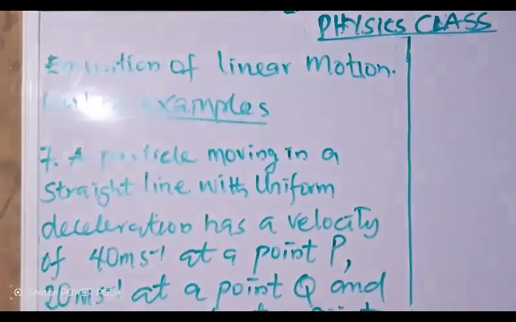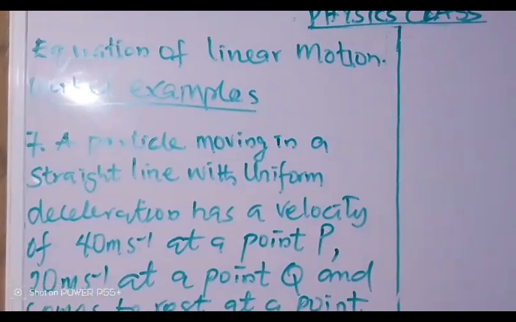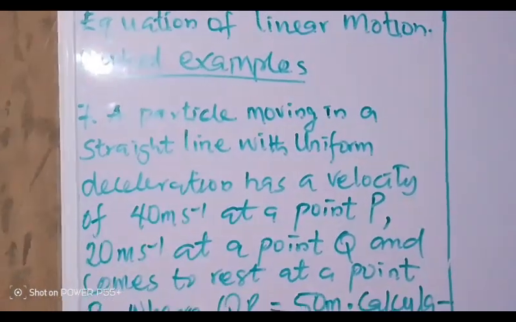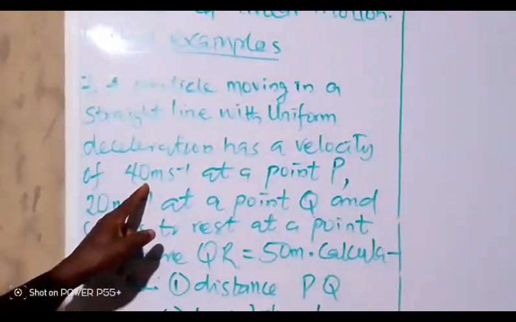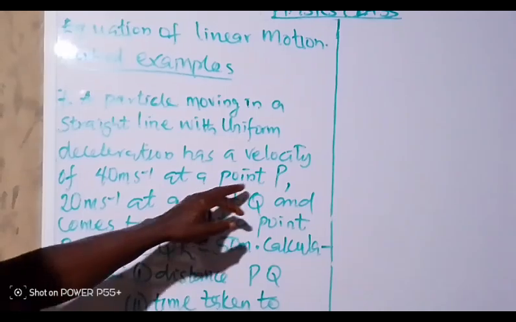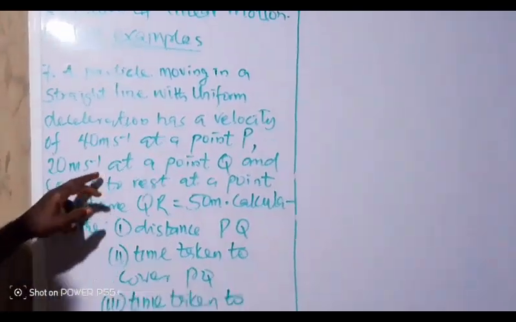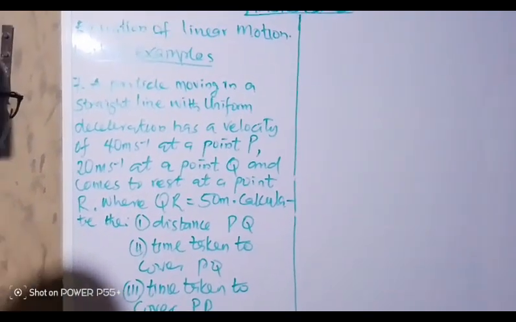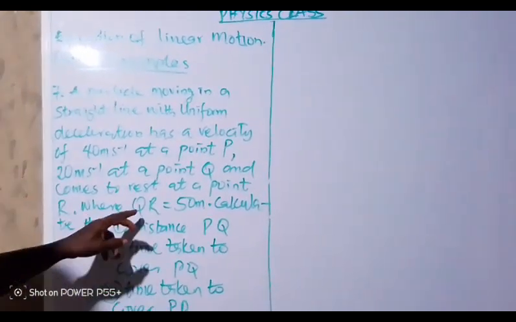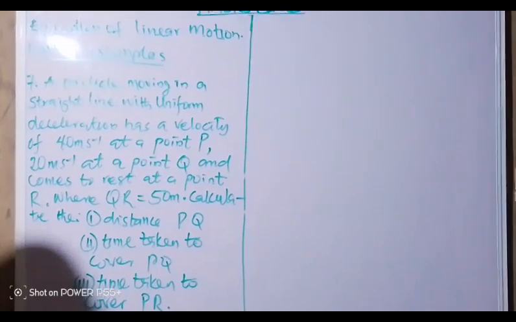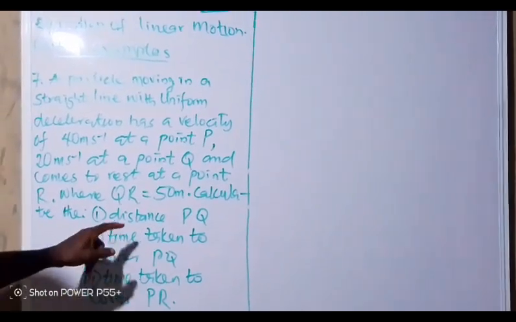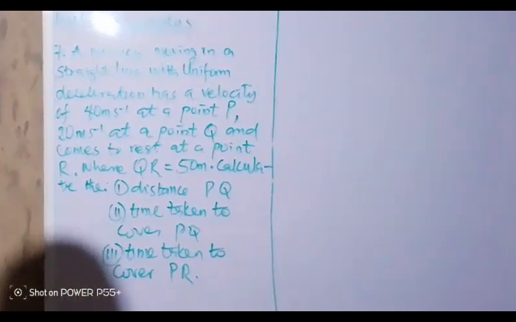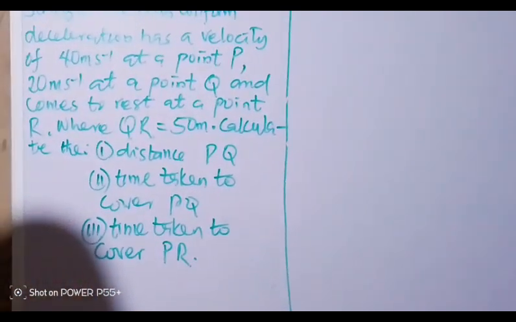solve problems. The question on the board says that a particle moving in a straight line with uniform deceleration has a velocity of 40 meters per second at point P, 20 meters per second at point Q, and comes to rest at point R. The distance between QR is 50 meters. Then calculate the distance PQ, the time taken to cover PQ, and the time taken to cover PR.